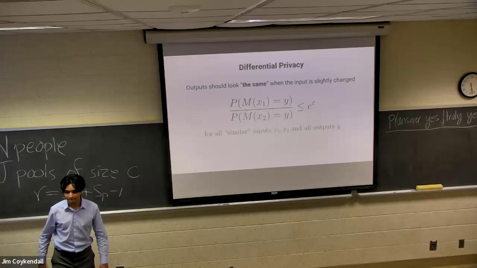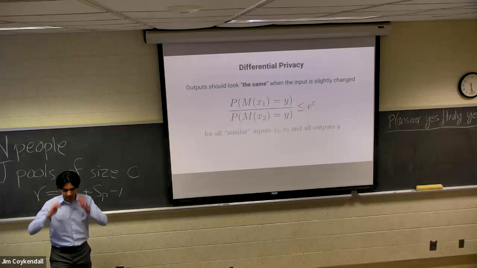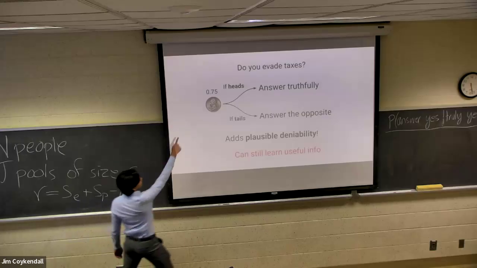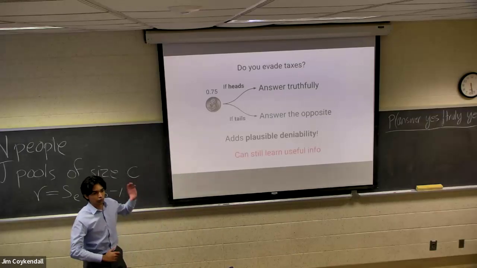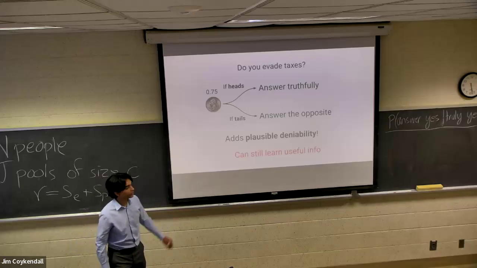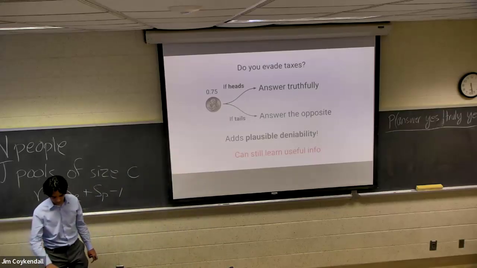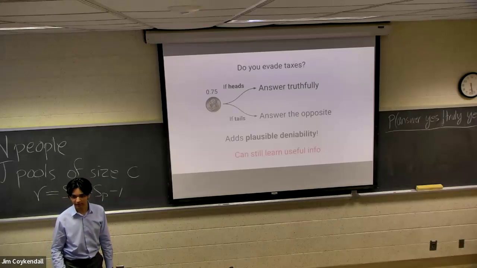So what is M? M is notation for the mechanism. You can think of it as a random function that maps inputs to outputs. So here it maps the person's true status, whether or not they actually evade taxes, to their answer. So this is the mechanism. This coin flip is the mechanism. Okay. Good question. Thanks for asking that. Does that make sense? Any questions?